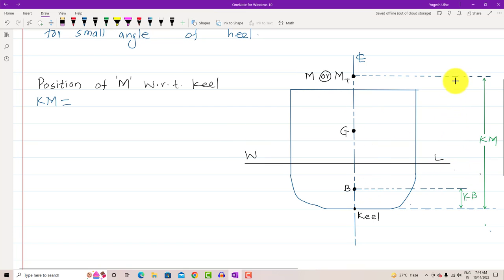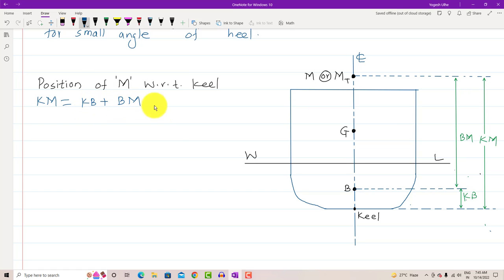And then at the end, B to M. What does this distance denote, guys? We will say it as BM. So try to understand the meaning of each and every term here. So Km will be equal to KB plus BM. What is meant by Km? The position of M with respect to keel will be KB, from keel to B, plus BM, guys.